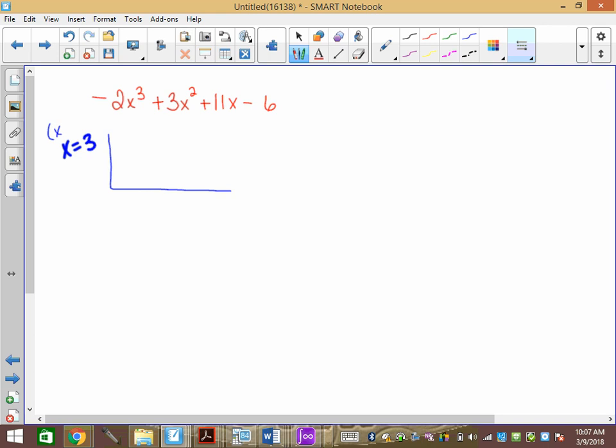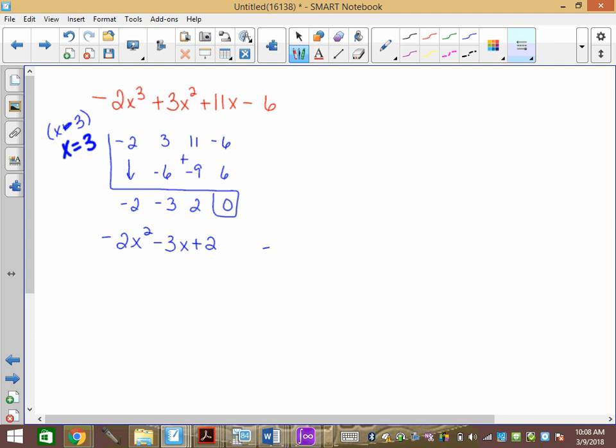So we know we have a factor of x minus 3. So we have negative 2. Can we count down? 3, 2, 1, 0. Yes. Negative 2, 3, 11, negative 6. Drop the negative 2. 3 times negative 2 is negative 6. Add them. Negative 3. Multiply them. Negative 9. Add them. Positive 2. Multiply. Positive 6. Happiness has ensued. You got a 0. Okay. Negative 2x squared minus 3x plus 2 because we took an x out, right? We're down 1. Now we're going to have to do what?